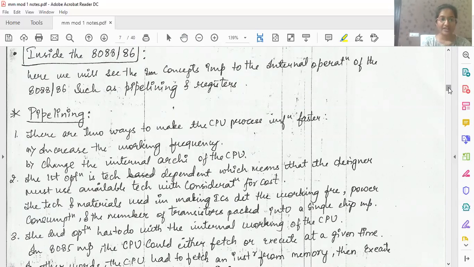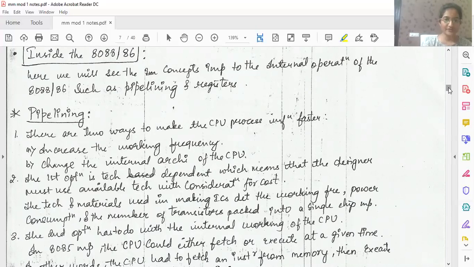Okay. Now, there are a few challenges in case of increasing the working frequency. All right. What are the challenges? The designer has to make use of the available technology that is in the market, right? And he also has to take care of the cost, right? The designer has to see the available technology, and also he has to take care of the cost so that it can be affordable, isn't it?